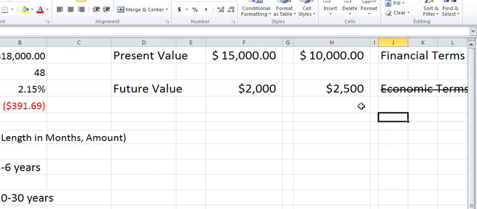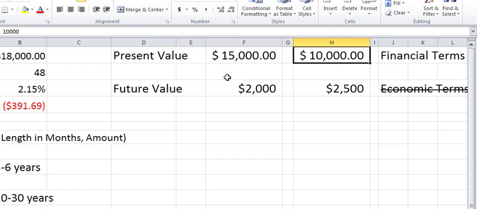So for example, in present value, you may want to know, I need $15,000 in 5 years. What do I need to have now and be investing in some sort of bank account in order to have $15,000 in the future? Many times we have a goal and we want to know what we need to work towards that goal.